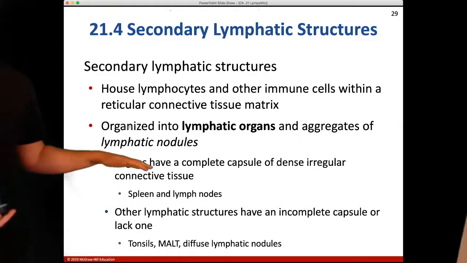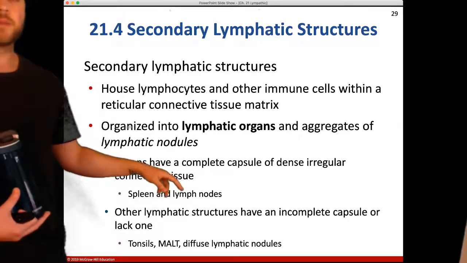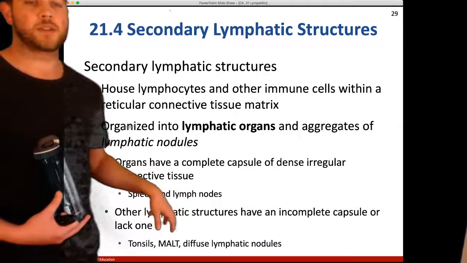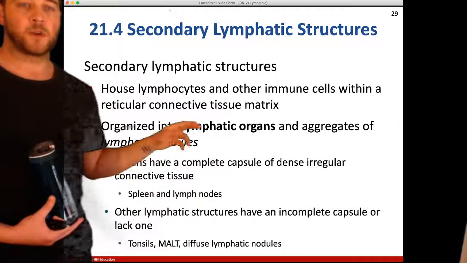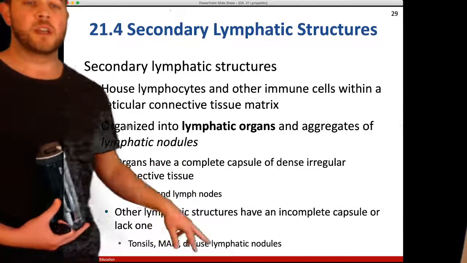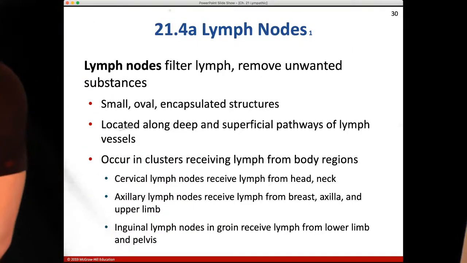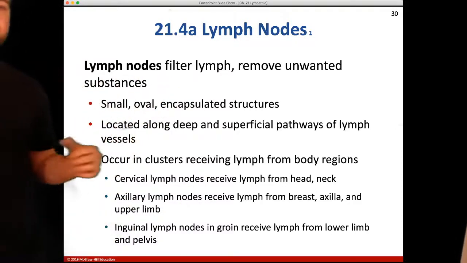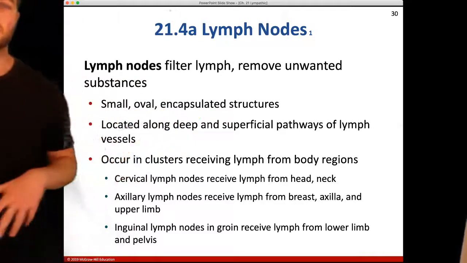So the organs have a complete capsule of dense connective tissue. That's your spleen and your lymph nodes. Your other lymphatic structures have incomplete capsules or don't have one: tonsils, MALT, and diffuse lymphatic nodules. So organs have a connective tissue capsule. There's those two, and then the other ones do not have that connective tissue capsule. Starting with lymph nodes, they're going to be filtering your lymph and removing unwanted substances. Small, oval, encapsulated structures. They're encapsulated, so they're organs.